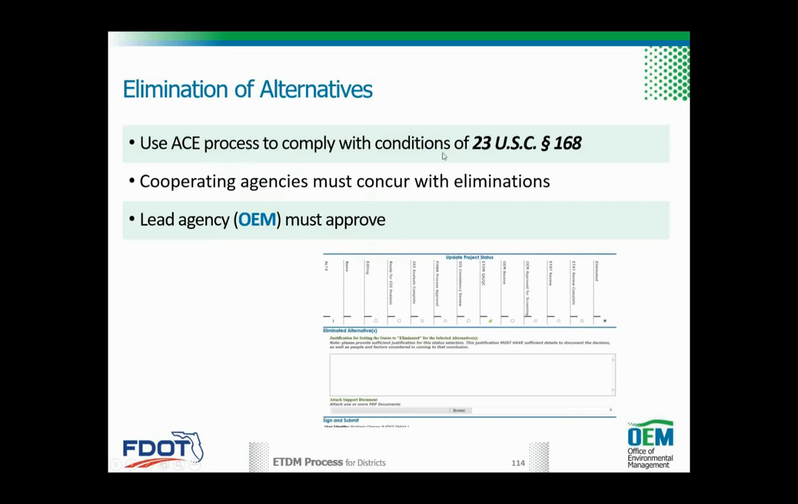The ACE process is designed to comply with the conditions of 23 U.S.C. Section 168. One update that did occur during the FAST Act is that when you have a cooperating agency, they also must concur on the eliminations. So we're working to include that functionality as well, so that if there is a cooperating agency, they also have that opportunity to concur on the elimination before OEM approves that elimination.